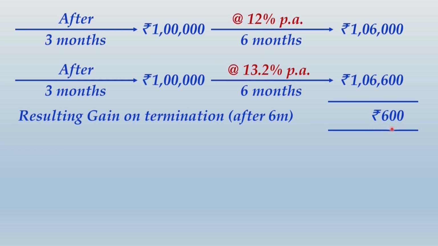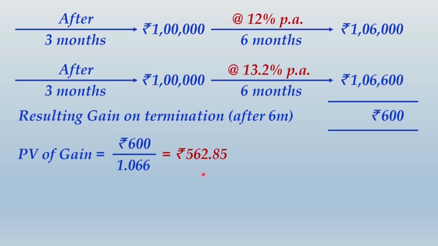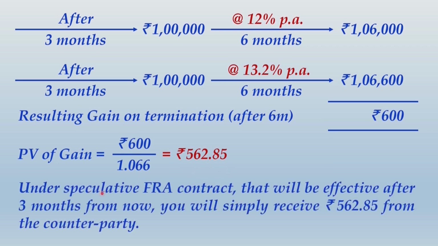So what you do is, this 600 you divide by 1 plus interest rate, and for 6 month effective interest rate will be 6.6%. So the present value of your gain will be 600 divided by 1 plus interest rate, that is 1 plus 6.6%, or simply 1 plus 0.066 or 1.066, and when you compute that, you get exactly 562.85. Under speculative FRA contract that will be effective after 3 months from now, you will simply receive the present value, that is 562.85, from the counterparty.